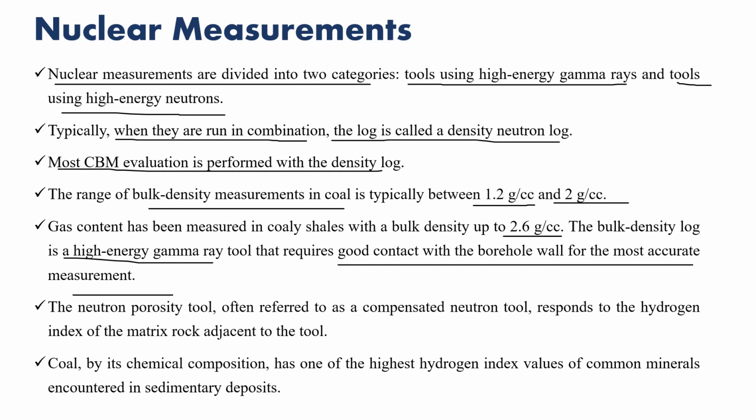Neutron porosity tool, also called compensated neutron tool, responds to hydrogen index of matrix. That is, the hydrogen index is the amount of hydrogen atoms present in the reservoir. So that is the hydrogen index. It will have a formula. Coal by its chemical composition has one of the highest hydrogen index values of common minerals encountered in sedimentary deposits.